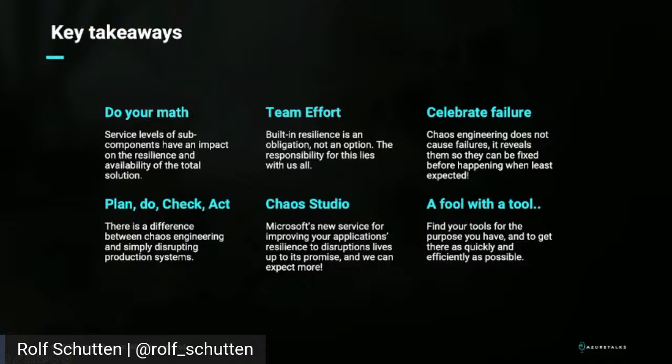And that also goes for resilience. So building resilience is an obligation, not an option. Chaos engineering, when properly organized, makes the weaknesses in solutions visible so they can be remedied. And when a chaos experiment reveals a weakness, it's actually worth celebrating rather than blaming anyone.